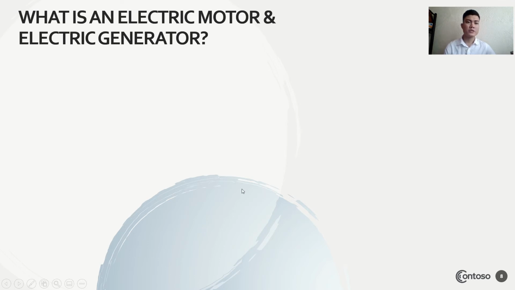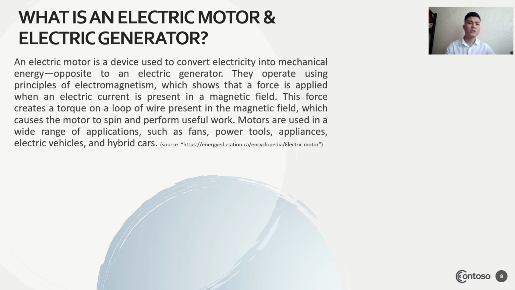Okay, let's proceed to electric motor and electric generator. Now, I do believe that all of you know what an electric motor and an electric generator are, but the problem is we don't know what is happening and how it is possible for these devices to work. So an electric motor is a device used to convert electricity into mechanical energy.